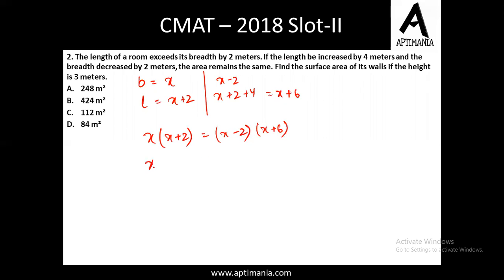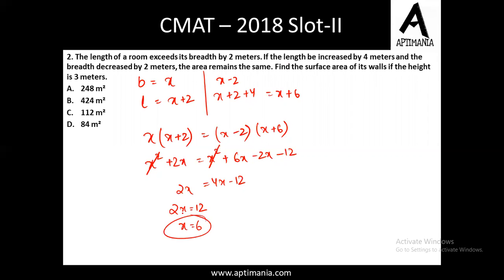So on opening the brackets, I'll have x square plus 2x equal to x square plus 6x minus 2x minus 12. X square and x square will get cancelled out. This 6x minus 2x is 4x minus 12 equal to 2x. So 2x equal to 12 or x equal to 6. So what we have done is we have got the value of x from the equation. Now try to get the answer.